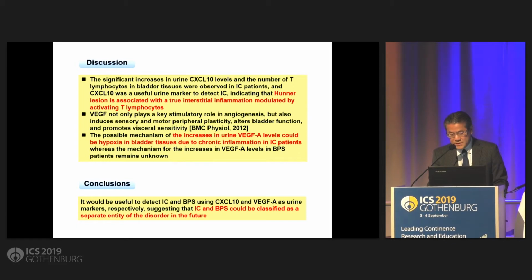In conclusion, it would be useful to detect IC and BPS using CXCL10 and VEGF-A as urine markers respectively, suggesting that IC and BPS could be classified as separate disorder entities in the future.